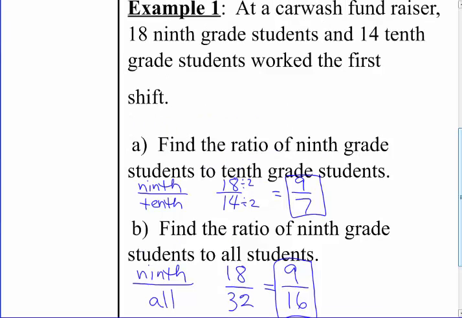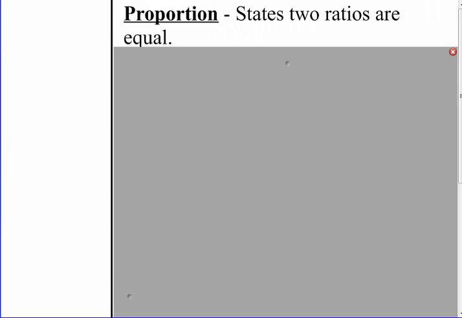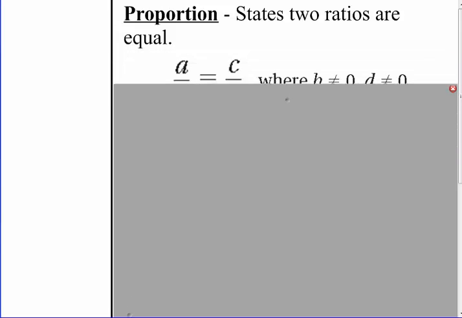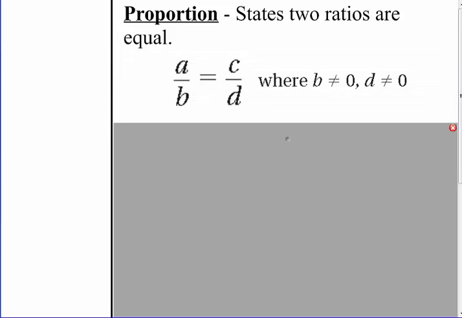So that's just talking about ratios. We're now going to take it to the next step and look at proportions. So a proportion states that 2 ratios are equal. So this is where we're going to get into our solving proportions. So it would look something like this, where you have A over B equals C over D. And this is one of the reasons why we use the fraction form.